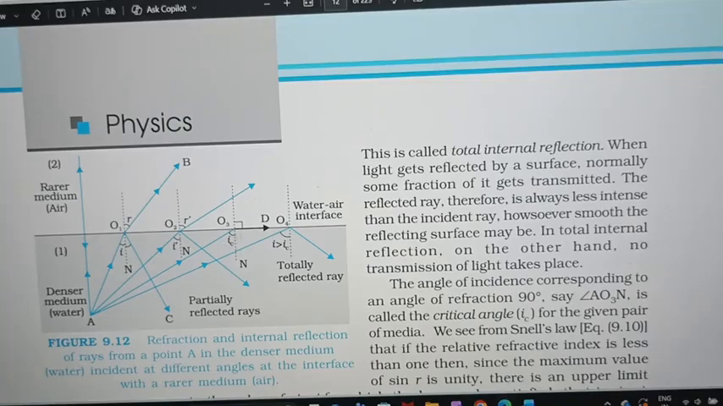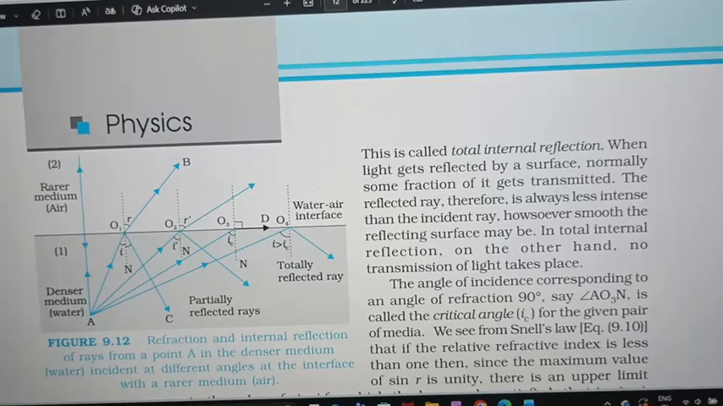Now further, if you give an angle of incidence greater than the critical angle, then you will get total internal reflection. So two conditions to get total internal reflection. One, rays should always move from denser medium to rarer medium. Two, your angle of incidence should be greater than your critical angle. Then total internal reflection will take place.